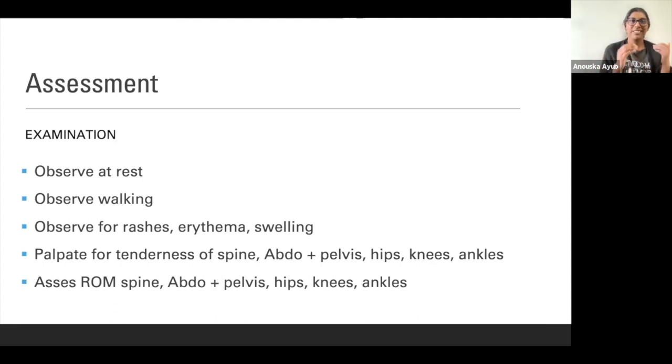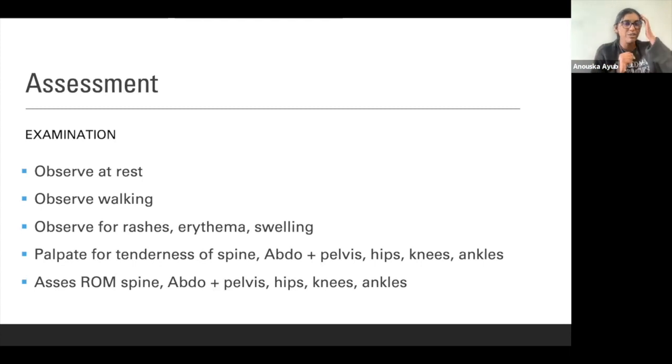Then palpate for tenderness everywhere. So spine, abdomen, because appendicitis, mesenteric adenitis can present and look like hip pain. Examine the pelvis, so you want to examine the bony prominences just in case it's an older child, they've got an avulsion from their ASIS and things like that. Examine the hips, examine the knees, examine the ankles, obvious.